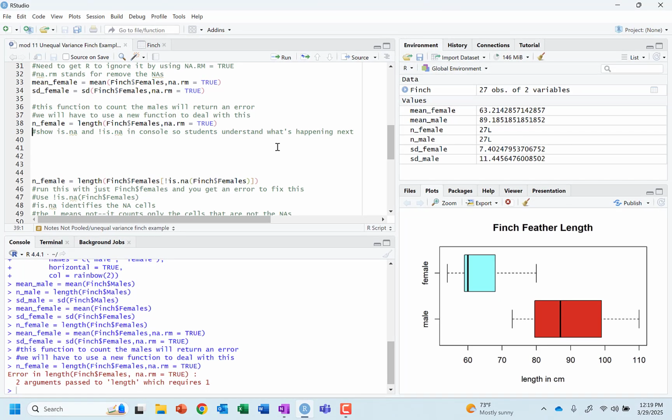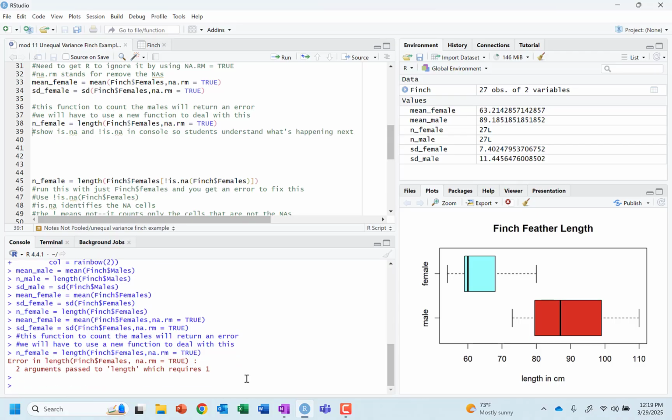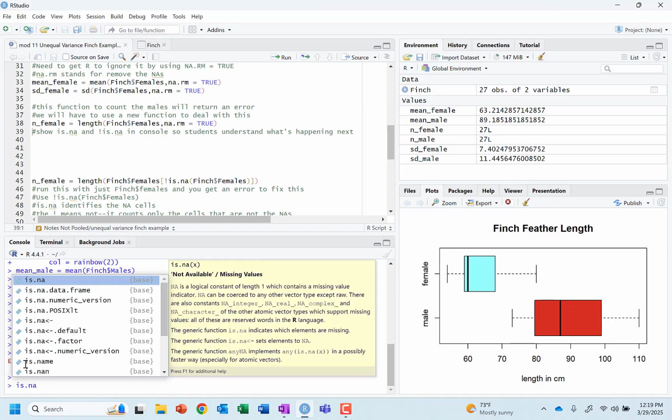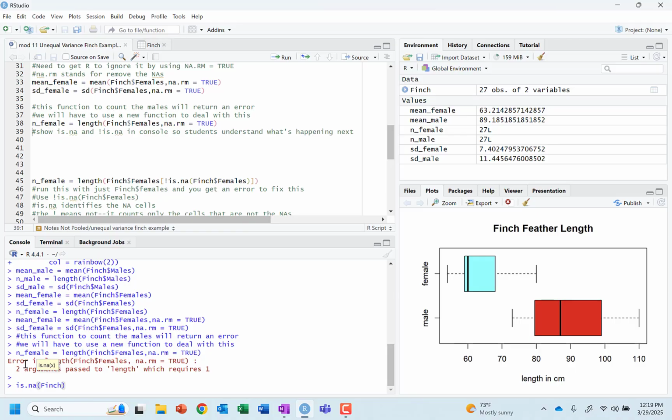So now I'm going to show you what we're going to do. We are literally going to use R to count. Is there a number in this row, or is there not a number in this row? And I'm going to type this in the console down at the bottom because I don't want to save this code. I just want to show you guys what's going on. Is NA, so I'm saying is.na of the finch females. There we go. So is.na of the finch females.